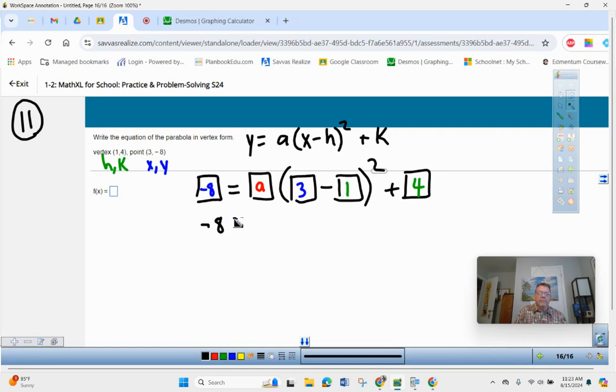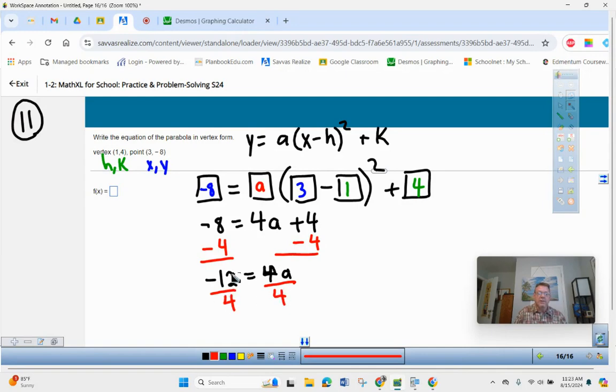So here we go, negative 8. 3 minus 1 is 2. What's 2 squared? 4. So that's 4a plus 4. We got to get a by itself, so both 4's got to go. So we're going to subtract this 4, get it gone. What you do to one side, you do to the other. Okay, so that gives me negative 4 and negative 8, make me negative 12. And then that leaves me with 4a. And now, the opposite of multiplication is division, which we do to one side, we do to the other. 12 divided by 4 would be 3. In this case, negative 3. And there's my a.